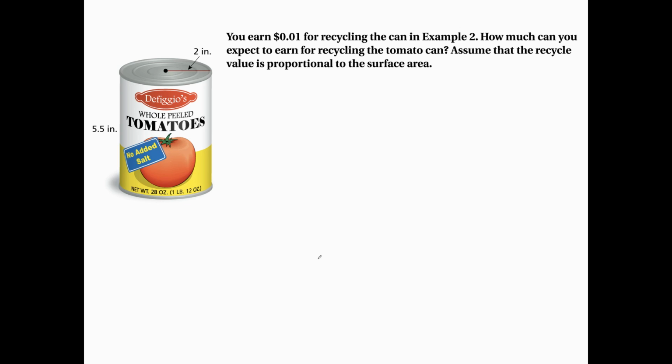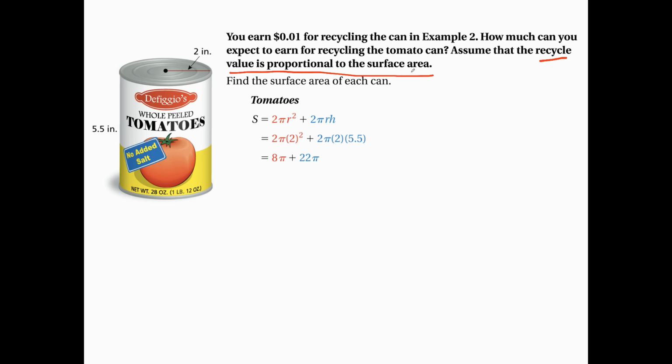All right, here's another problem. You earn 1 cent for recycling the can in example 2. How much can you expect to earn for recycling the tomato can? And assume that the recycle value is proportional to the surface area. So what do we do? Find the surface area of each can. Here's the surface area of the tomato can. Work that one out. Here's the surface area of the can of peas. Work that one out. And this is why sometimes leaving things in terms of pi is a good thing.